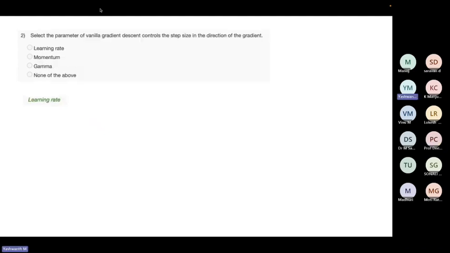Select the parameter of vanilla gradient descent that controls the step size in the direction of the gradient. So this is simply the learning rate. You evaluate the gradient at any point, and the learning rate decides how much distance you want to move in that direction. Okay. Any questions on this?